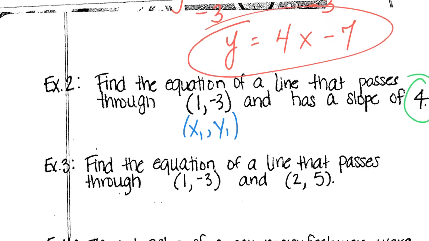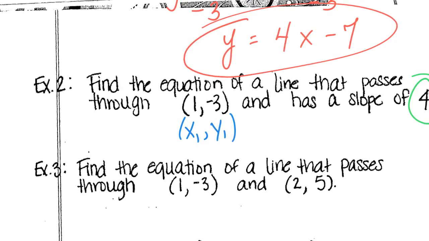What about this one? What if I'm just given 2 points? Yeah, we have to find the slope. So let's go ahead and take some time to find the slope first. All right, so let's go ahead and get through this. We have 5 minus a -3, is that correct? And 2 minus 1. So did you guys get 8 over 1 for your slope? And we could simplify that to be 8, right?